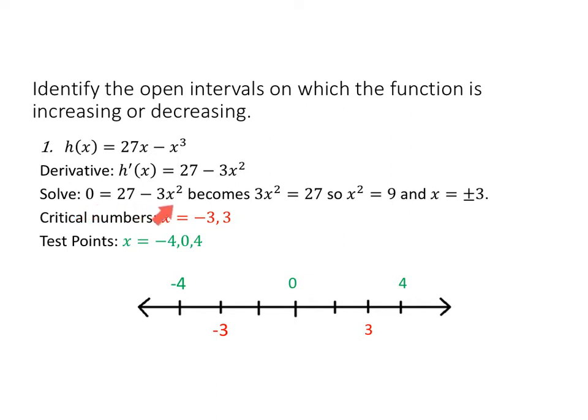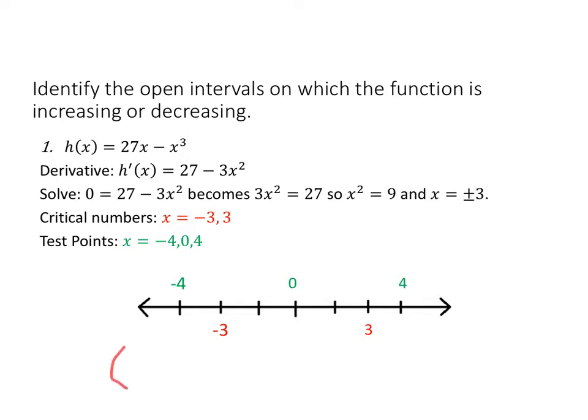If 0 equals 27 minus 3x squared, we add 3x squared to both sides, divide both sides by 3, and if x squared equals 9, I know that x is positive or negative 3. Positive or negative, don't forget both of them. So our critical numbers, here in red, are -3 and +3. And those critical numbers lead us to intervals.